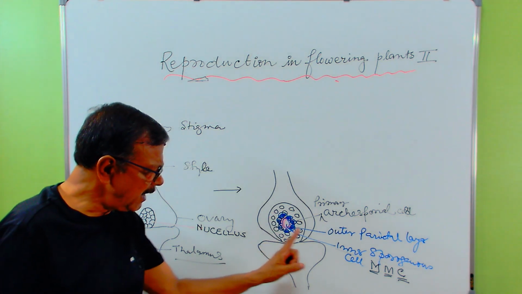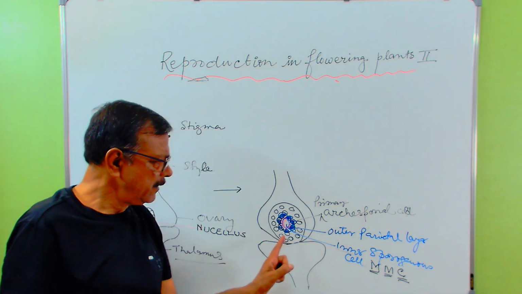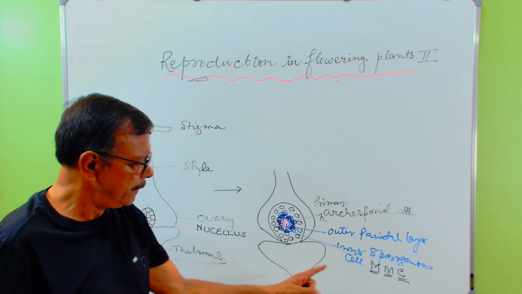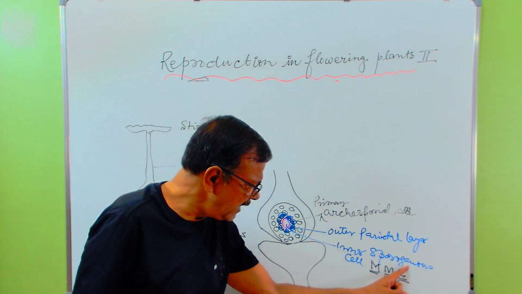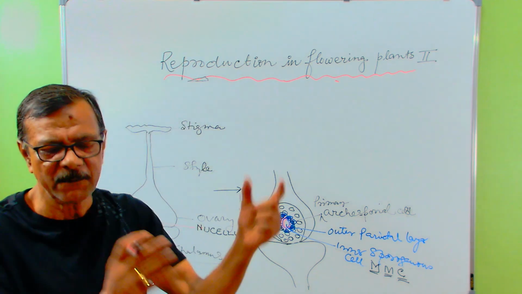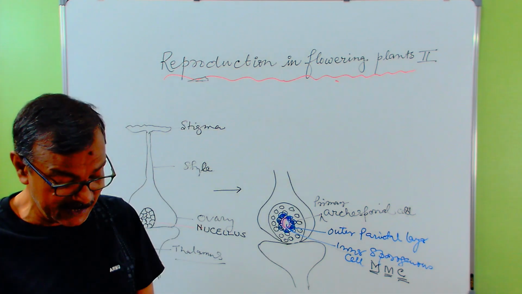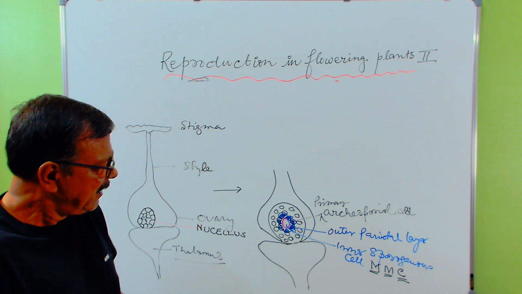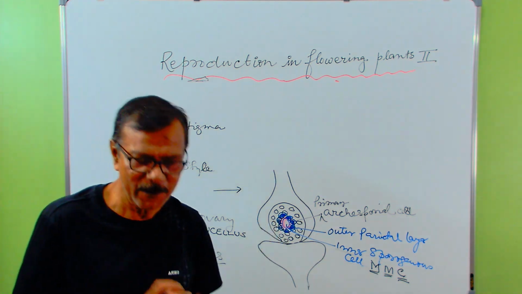This inner sporogenous cell will function as a megaspore mother cell. That is the megaspore mother cell, that is the female gametophyte we are studying. This is written in one book.